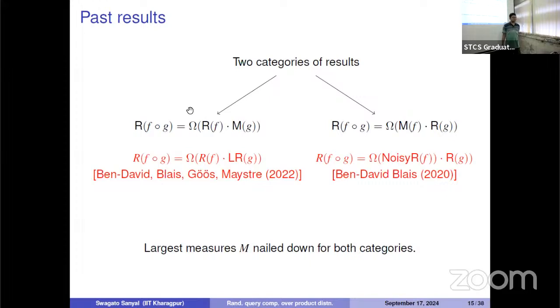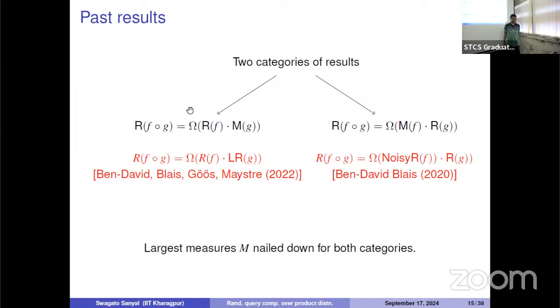So R of F compose G is at most R of F times R of G, right? Yes. And R of G they showed is at most LR of G squared. So there is an upper bound of R in terms of LR, but it's quadratic. So they are polynomially related. But it's not known; for all we know, you may have R of F times LR to the 1.5.